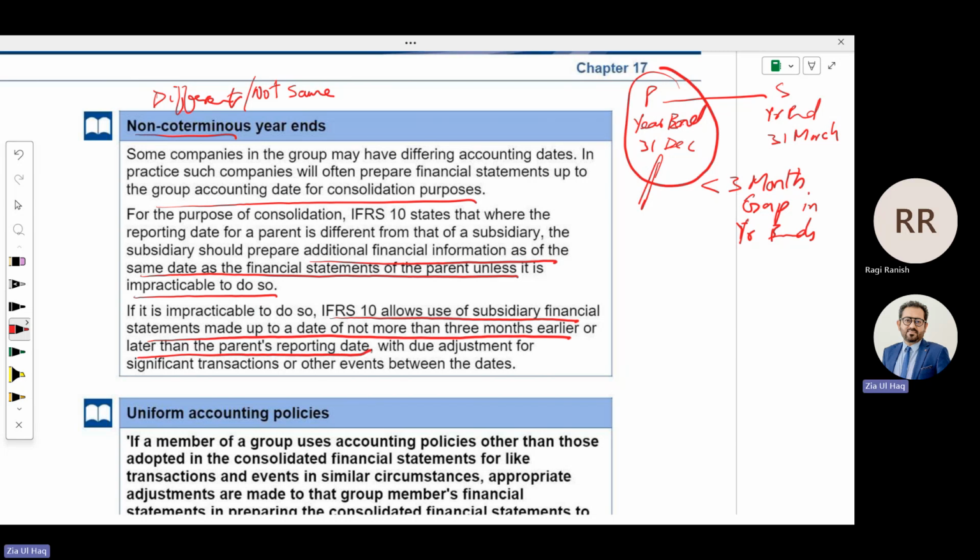The subsidiary year end should not be more than a 3 months gap. Either it could be before the parent year end, or it could be after the parent year end, but the gap between these two year ends should not be more than 3 months, with due adjustments for significant transactions or other events between the dates.